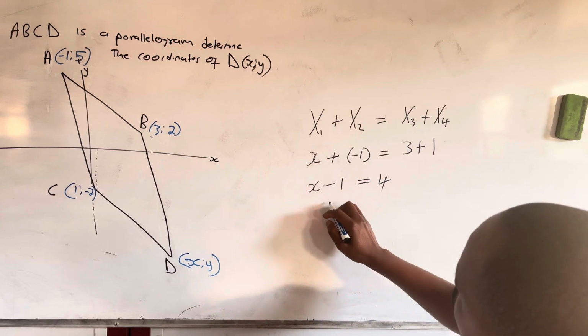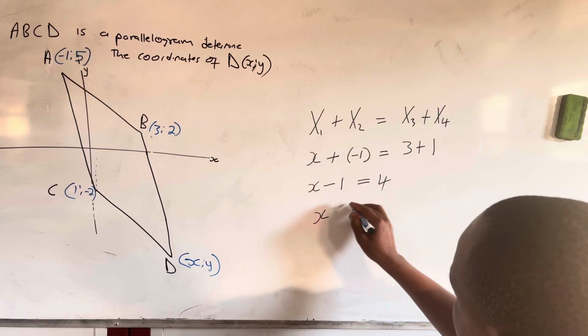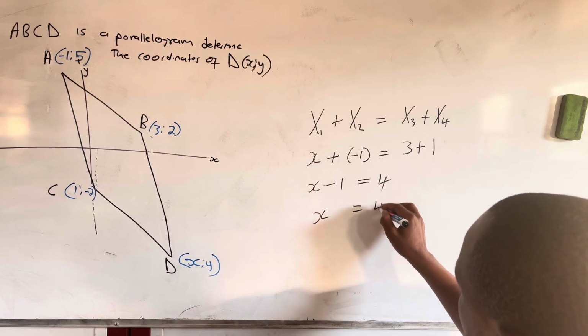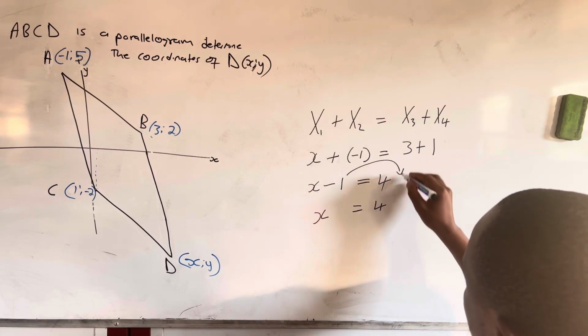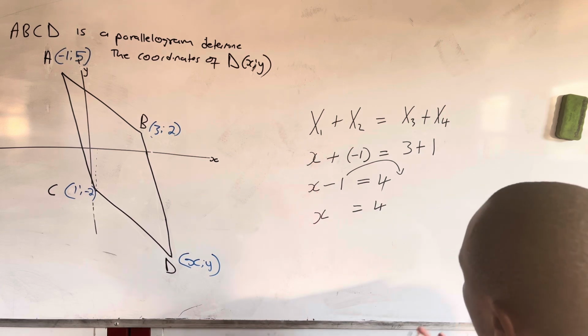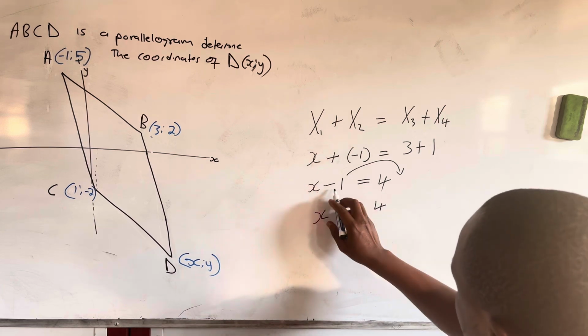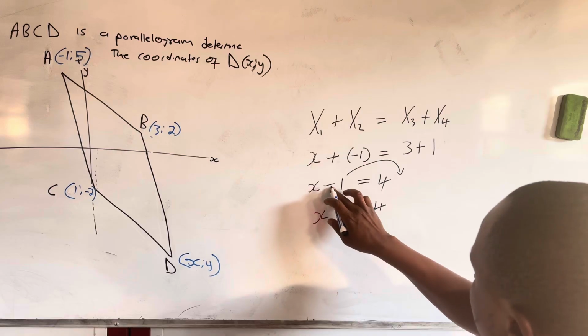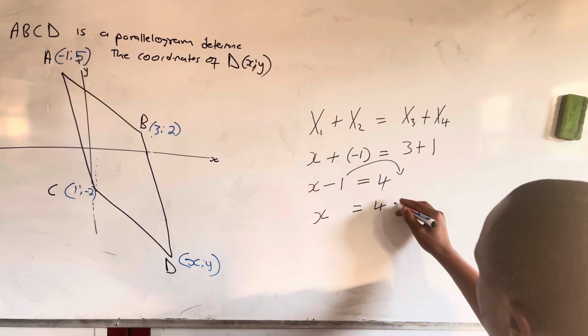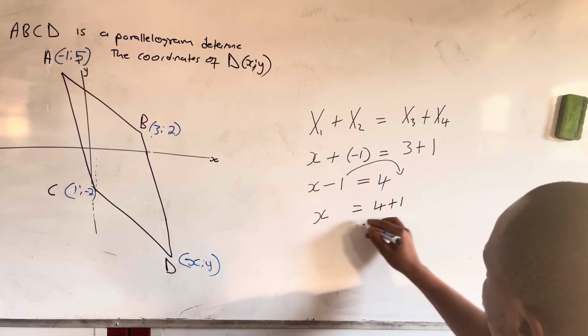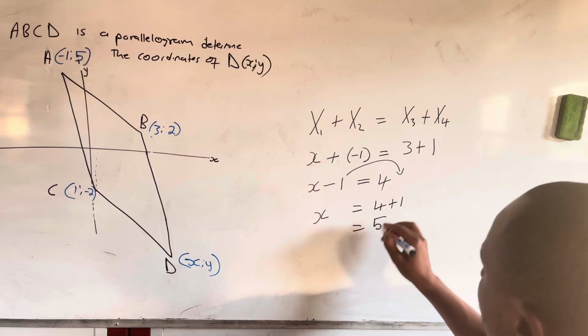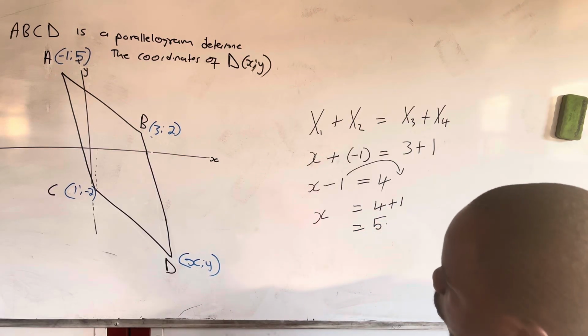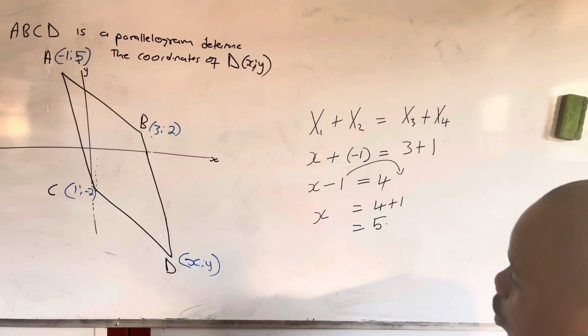So you can now make x the subject. X is equal to 4, and this negative 1 will move to the right hand side and become a positive value, so it will be plus 1, which is equal to 5, okay? So now let's try to look for y.